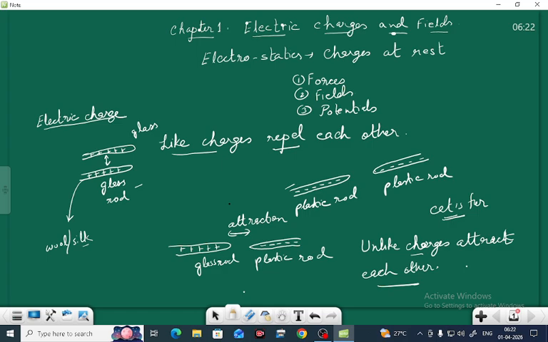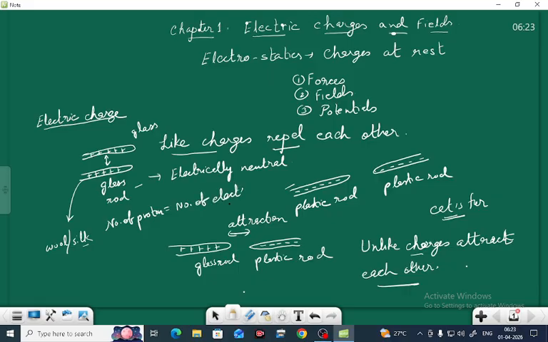What happens in this? Why is it positive? Actually, any matter is electrically neutral. Suppose this glass rod is electrically neutral. What is the meaning? Neutral means there is no charge, neither positive nor negative. Why is it like that? Because the number of protons is equal to the number of electrons in the glass rod.